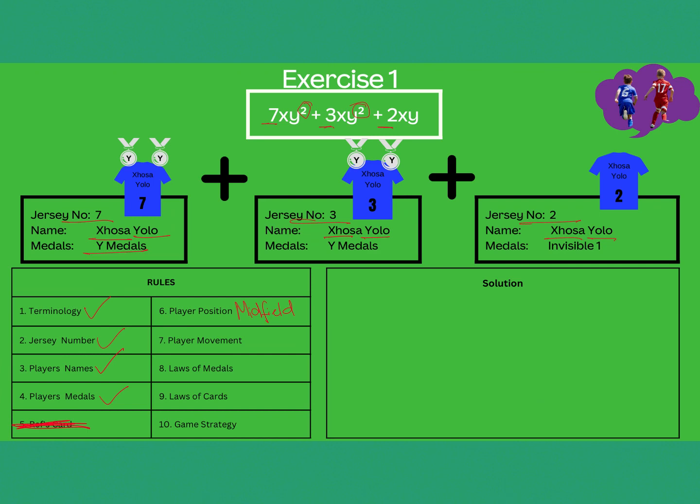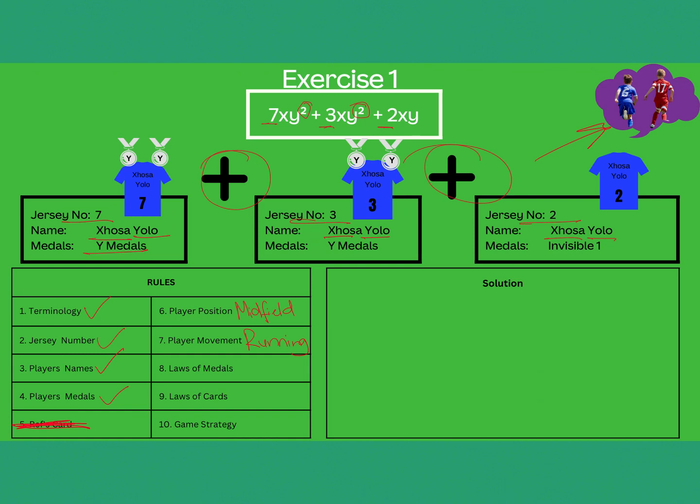Our movement is determined by the operation signs. In this case, our players are running. Plus or minus is running. And you can imagine, like the picture up here, 3 players running towards the ball.